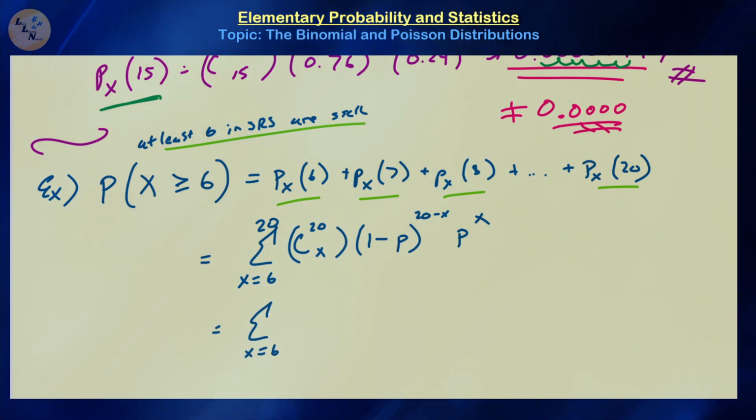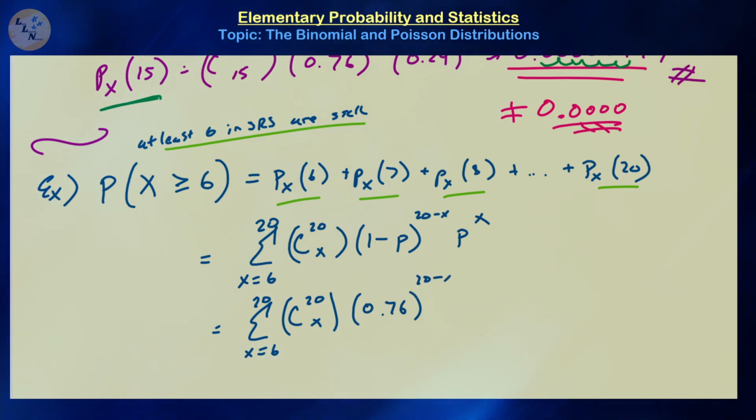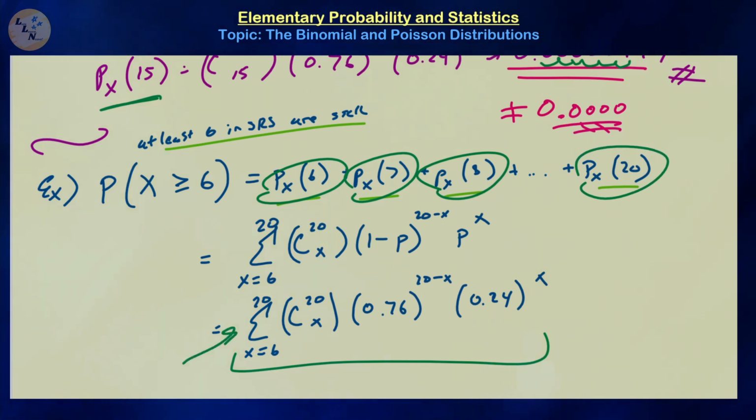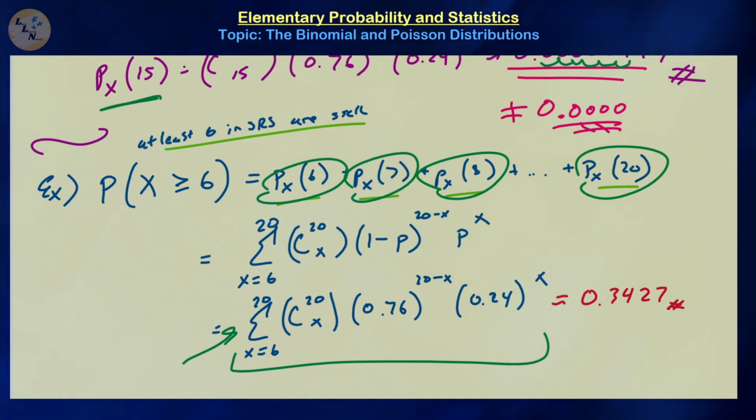So that's going to be the sum from x is equal to 6 to 20 of 20 choose x, because that's going to change for each value. And then we're going to have 0.76 to the power of 20 minus x times 0.24 to the power of x. So once you do this summation out, which you could do one by one, or if you have software to help you, then this will just come out to approximately 0.3427, assume that I did it correctly, right? So that is how you can solve problems like this.